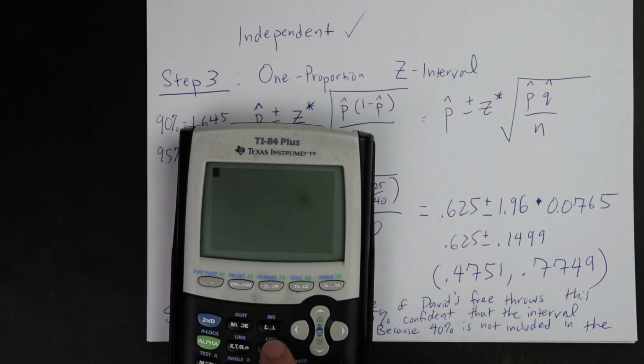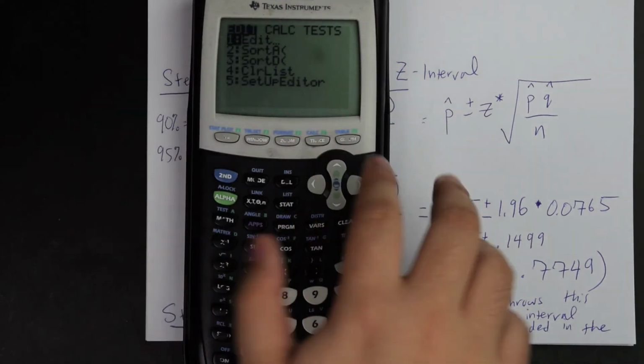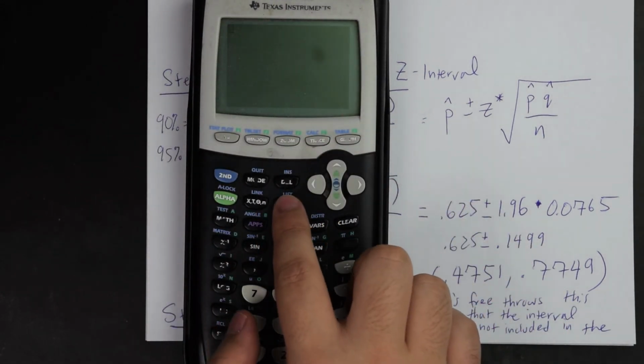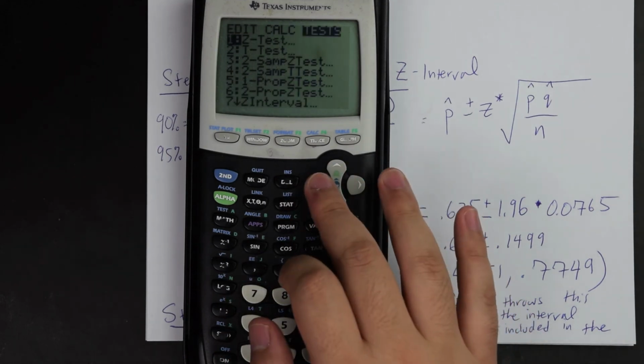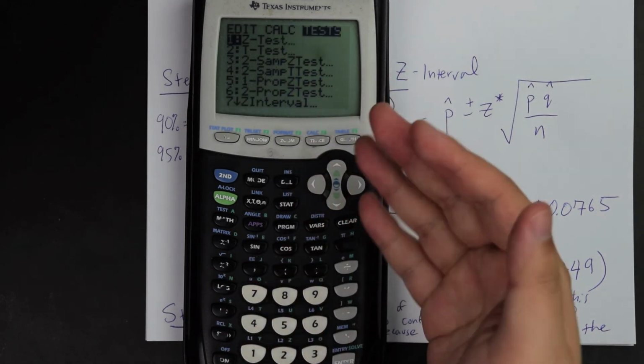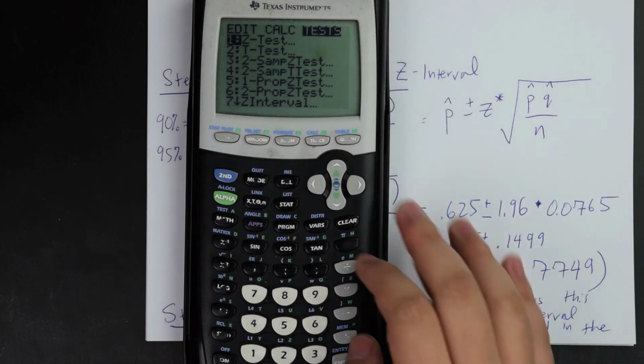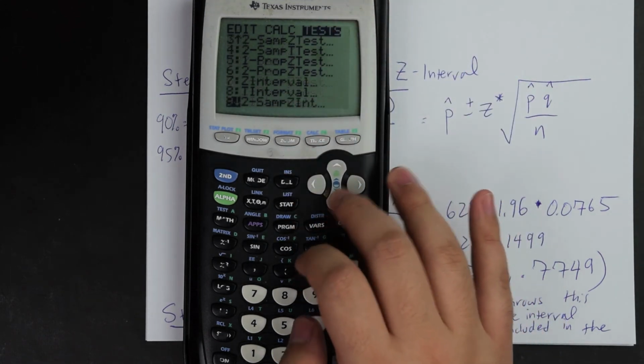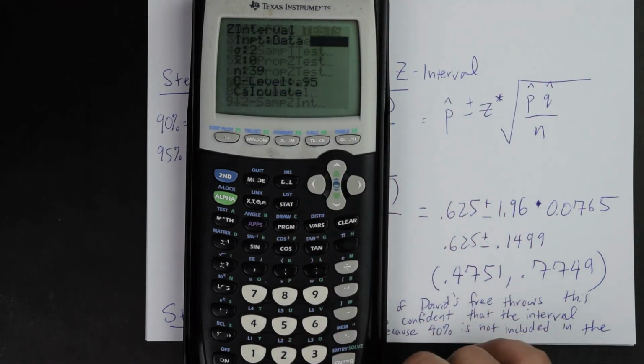So I'm going to push stat right here, and I'm going to move it up just to show one more time, stat right here. And I'm going to click the left arrow key to TESTS. You could do the right key, but make sure you're getting to TESTS right here. And I'm going to scroll down and look for Z interval.